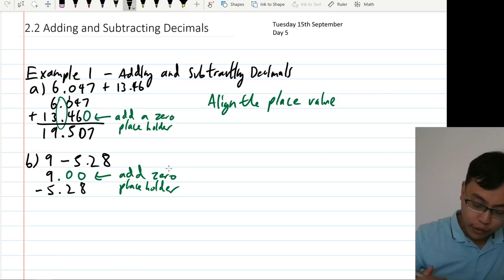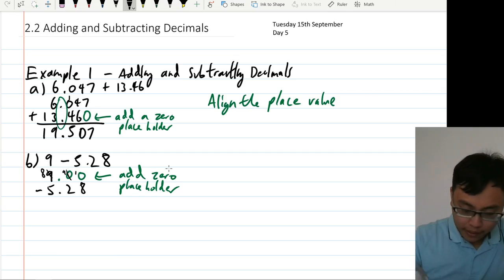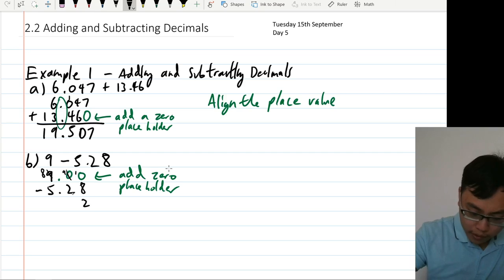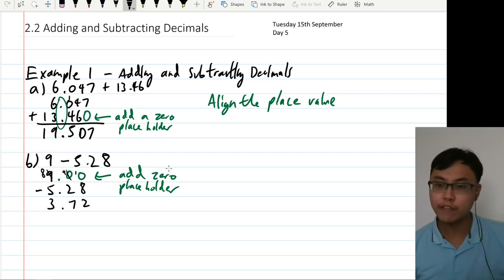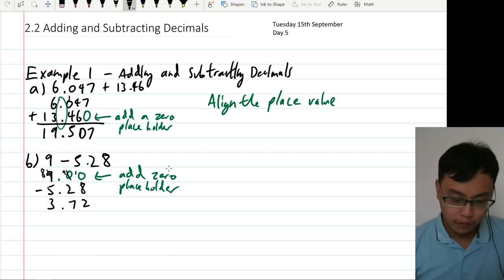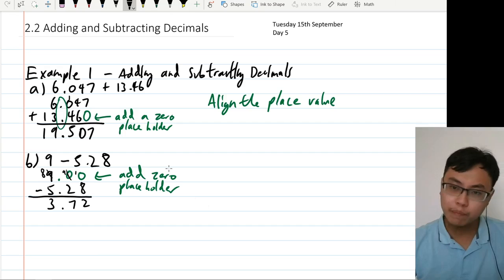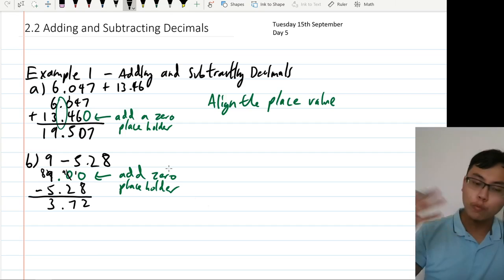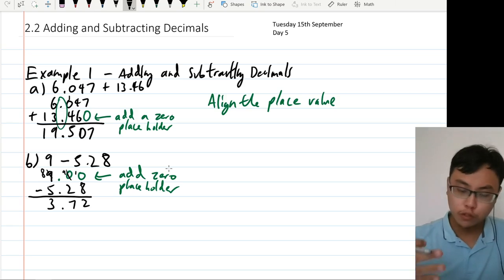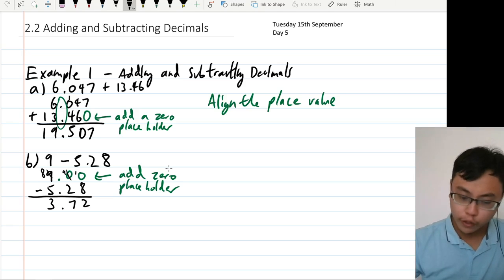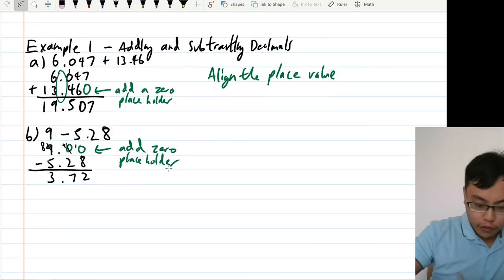And so now we're going to subtract. We're going to borrow from the 10, so that becomes 9, and then the 9 becomes 8. Now 10 minus 8 is 2. 9 minus 2 is 7. The decimal comes down. 8 minus 5 is 3. So we have 3.72. These are just two examples of adding and subtracting decimals. When you are doing your homework, make sure you show your full working out. Let's move on to the next example.